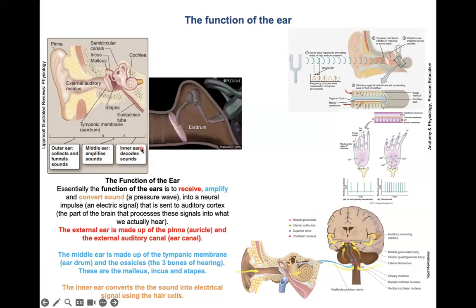Then we have the inner ear. It decodes sounds. So the inner hair cells translate the mechanical activation into electrical signals that are picked up by the cochlear nerve as action potentials transmitted to the auditory cortex. Here's the summary. The function of the ear. Essentially, the function of the ears is to receive in the outer ear, amplify in the middle ear, and convert sound in the inner ear into a neural impulse, an electrical signal that is sent to the auditory cortex, as we will see in a separate part.